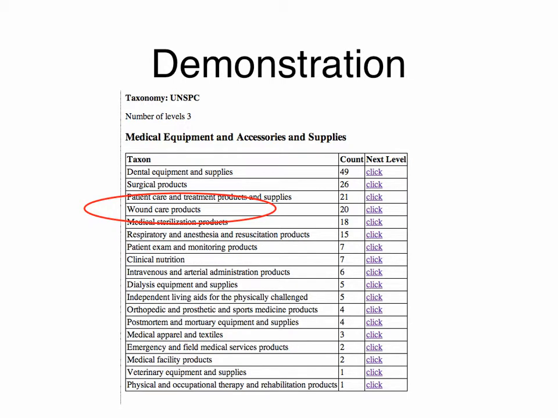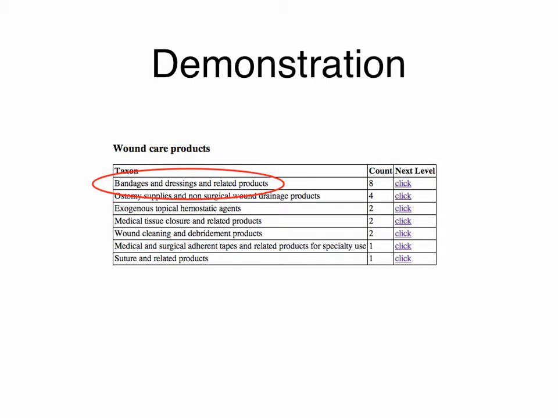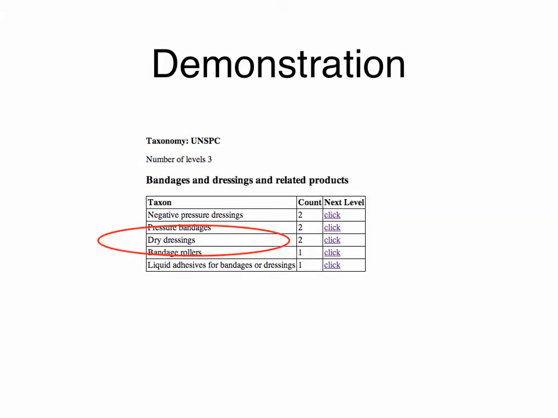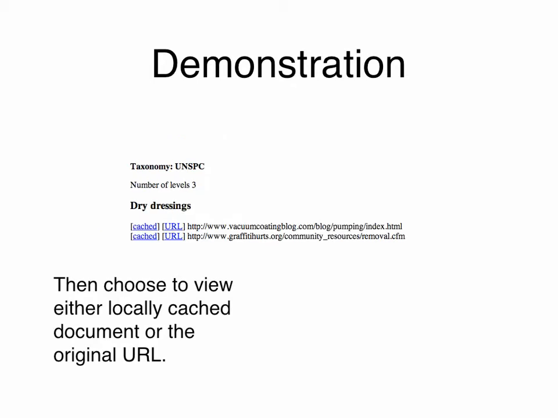So now we see underneath another set of categories, which is one down in the taxonomic hierarchy. We'll click on wound care products. We'll click on bandages and dressings and related products, and we'll get down to dry dressings, and we'll click on that, and that's the end. So that's the bottom level. It's a leaf of the unspec categorization system, and in this case we happen to have 2 documents associated with it, and you can click on cached to see the document as we've stored it. It won't have the graphics and so forth, or you can go to the original URL and hope that it's still there, and at least you have information about who did it.